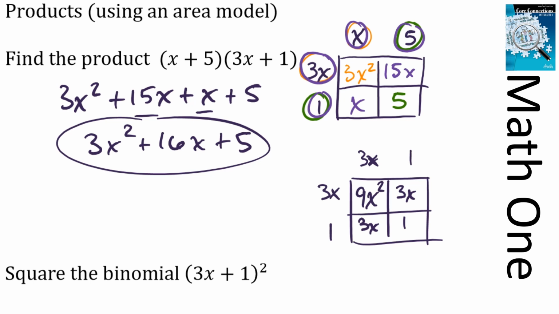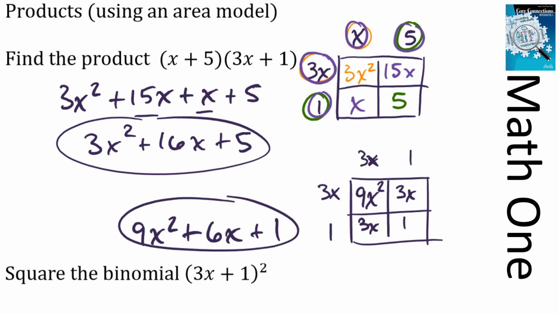So if I combine like terms, I end up with 9x squared plus 3x and 3x, which is 6x, and then plus a 1. So that is the product of 3x plus 1 times 3x plus 1.